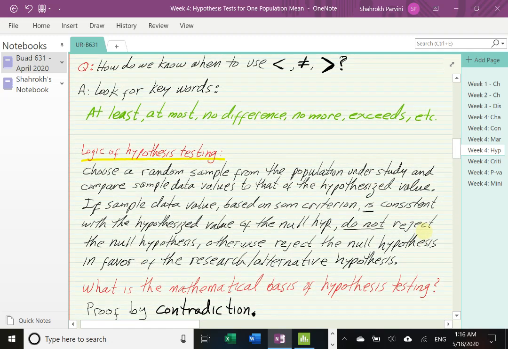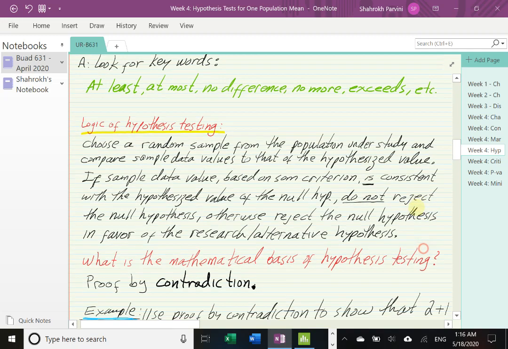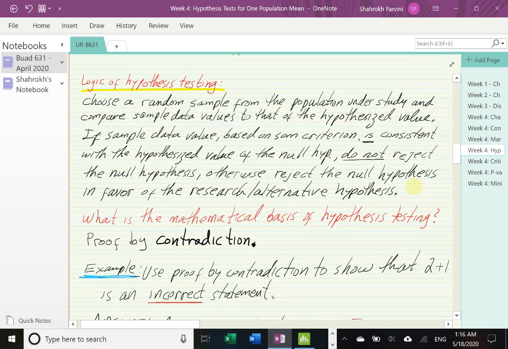Now, what is the mathematical engine behind a hypothesis test? Everything we do must be based on some kind of mathematical construct or structure. So, in the case of hypothesis tests, the mathematics behind it is based on proof by contradiction. I'm sure you probably heard of it, and you may have proved something by contradiction in your lifetime, but here I have a simple example of proof by contradiction.